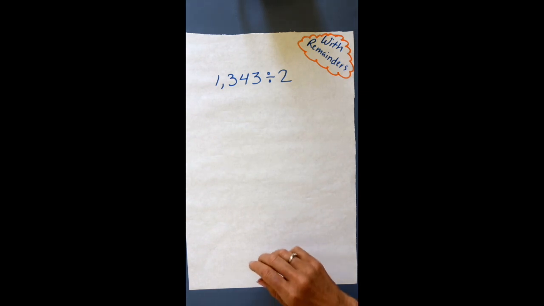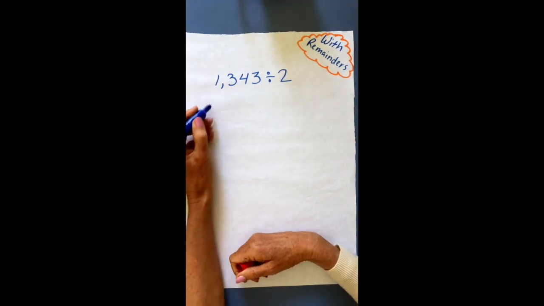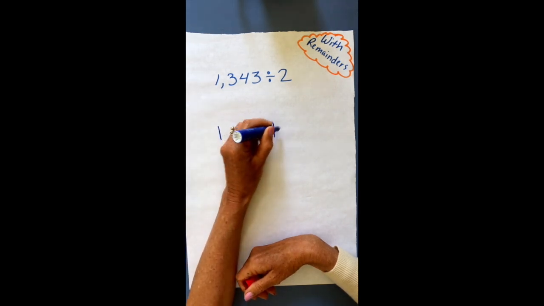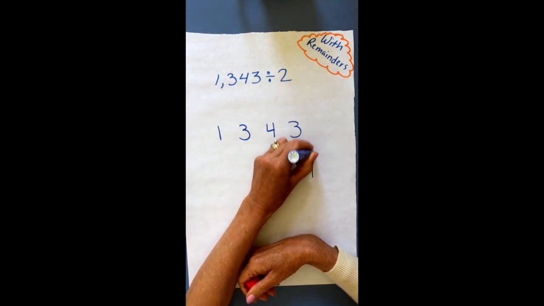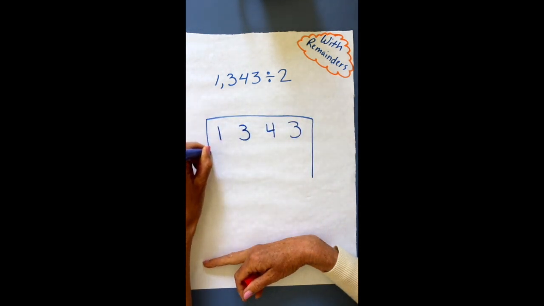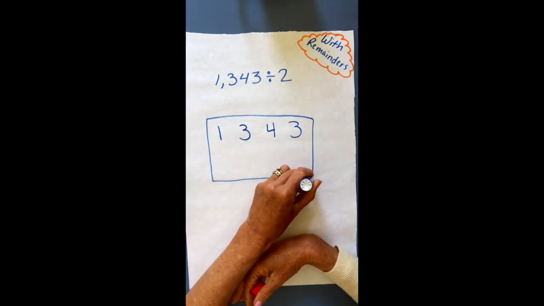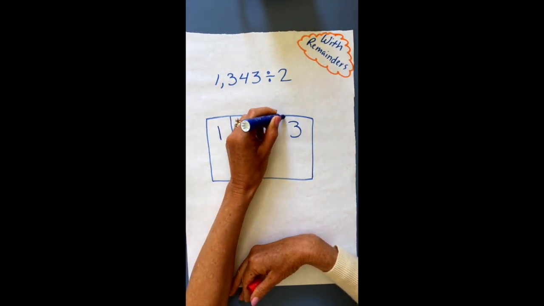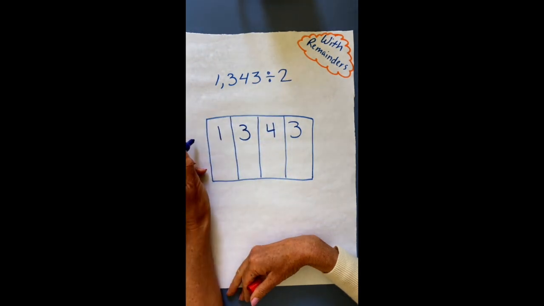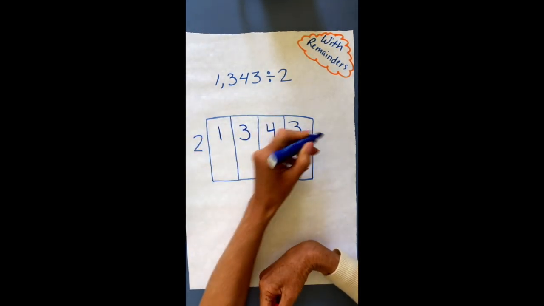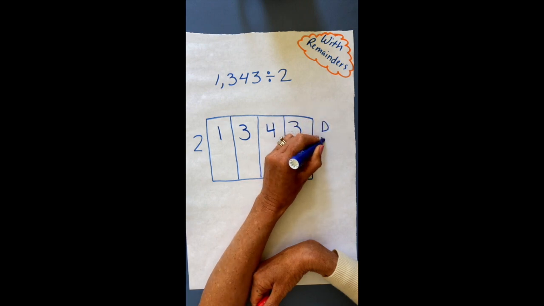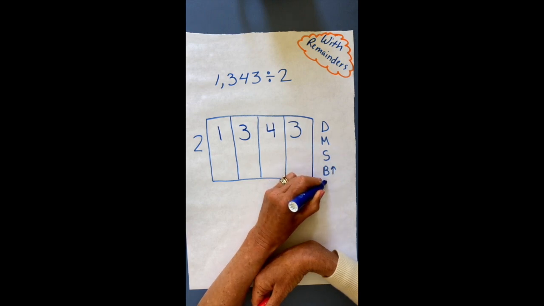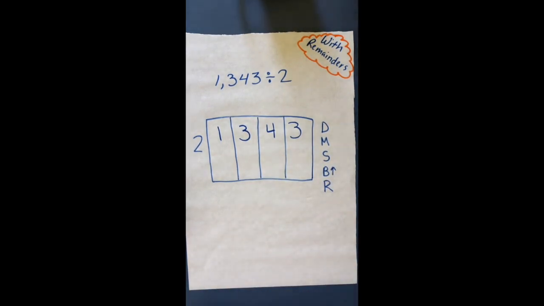Okay, again, I keep doing the same pattern. I just take the dividend and write each digit. 3, 4, 3. I put it in a box. I give each digit its own little box. I put the divisor on the outside. I write my algorithm: daddy, mother, sister, brother, repeat, and now I'm ready to go.